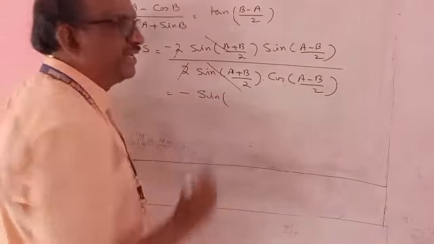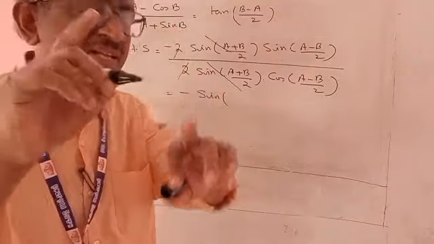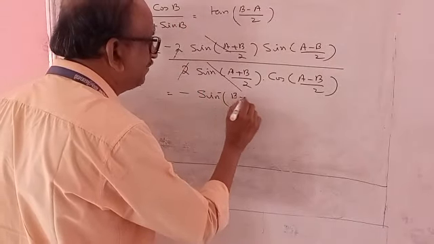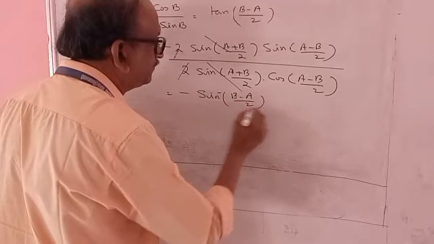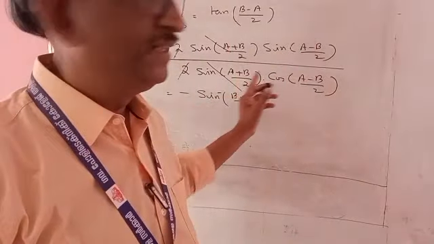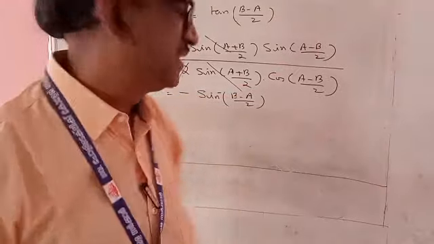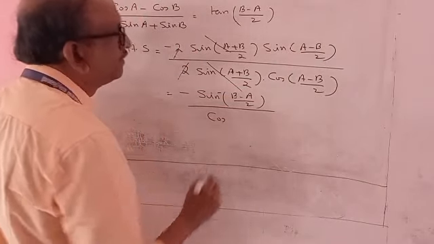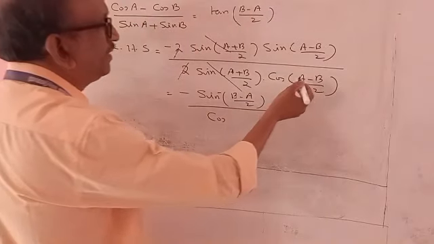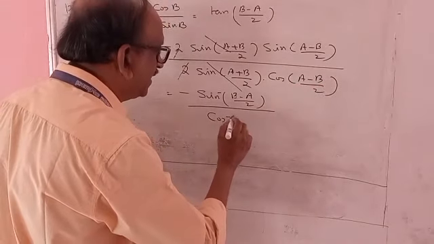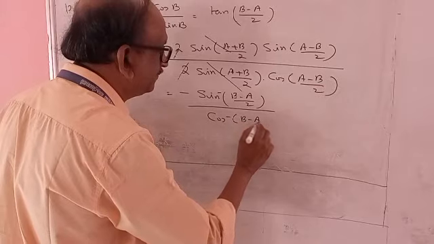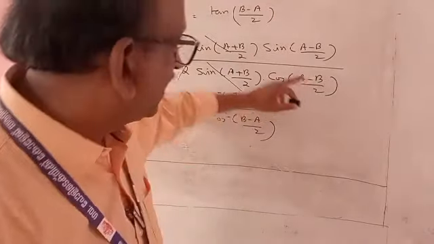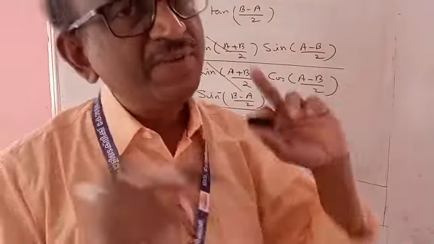this minus sin (a minus b)/2 is same as minus sin (b minus a)/2, if you take a minus outside. Therefore a minus b becomes b minus a. Divided by cos (a minus b)/2 same as cos (b minus a)/2. Cos, we take a minus outside, therefore a minus b becomes b minus a.